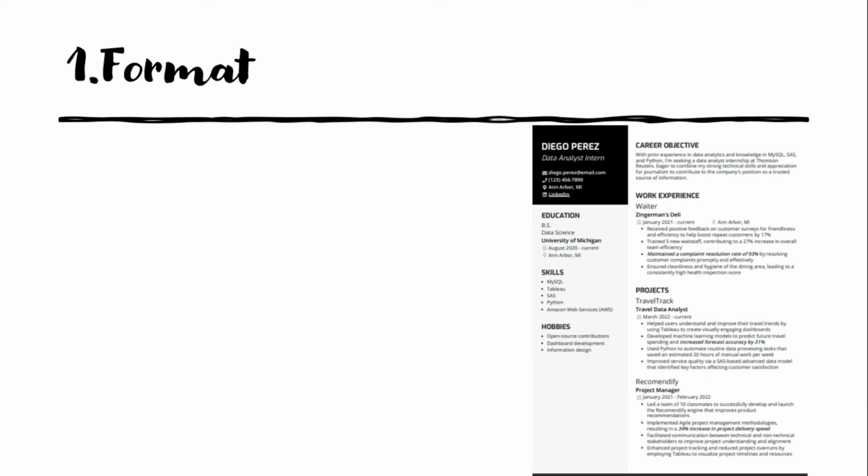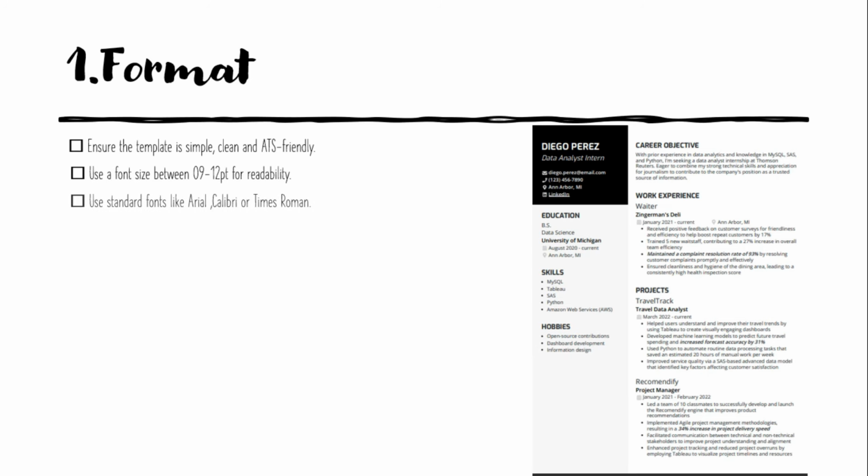First point is format, in which we have points like you have to ensure the template is simple, clean and ATS friendly. Then you have to use a font size between 9 to 12 points for readability. Third point is you have to use standard fonts like Arial, Calibri or Times Roman. You have to avoid formatting such as tables, graphs or text boxes. So if you are creating tables or graphs, the ATS will not filter your resume.